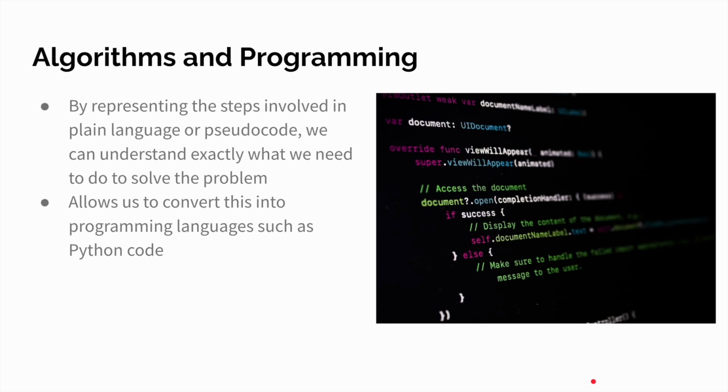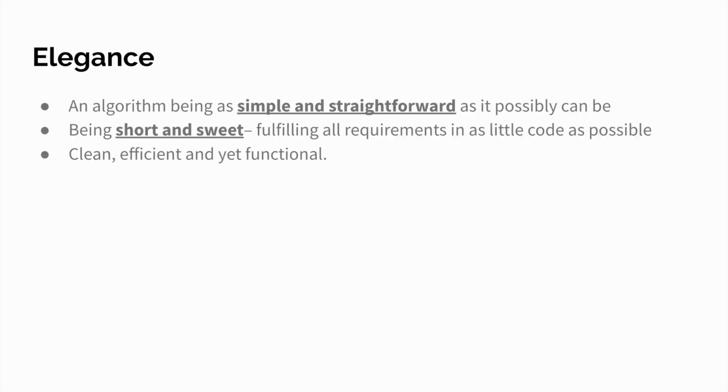Then when we're programming, we can use plain English, plain language, or pseudocode to represent the steps in our algorithm, so that we can understand exactly what we need to do and exactly what steps we need to take to solve the problem that we've been tasked with. So this then makes it much easier to convert this into a programming language, such as Python code.